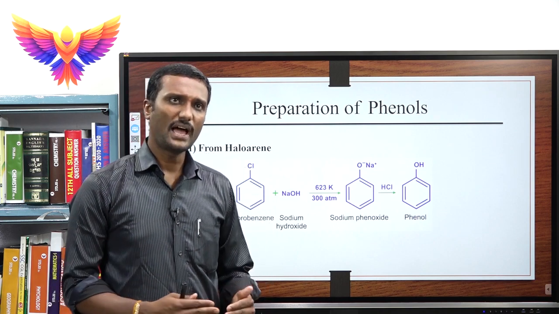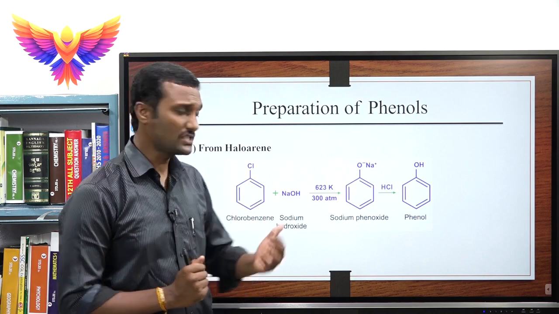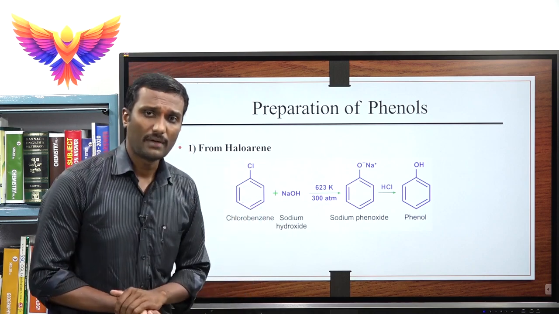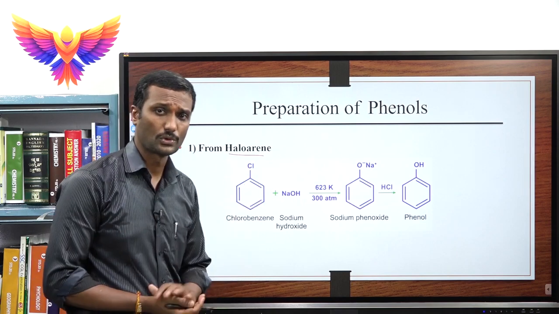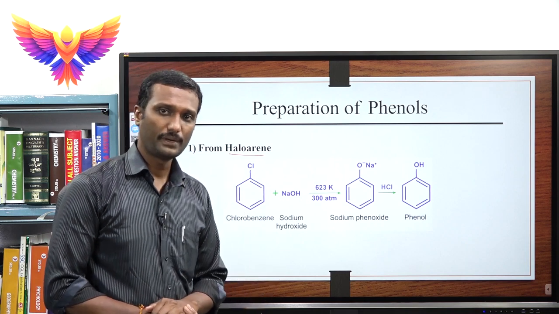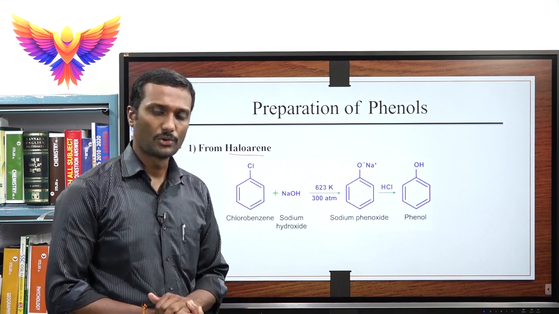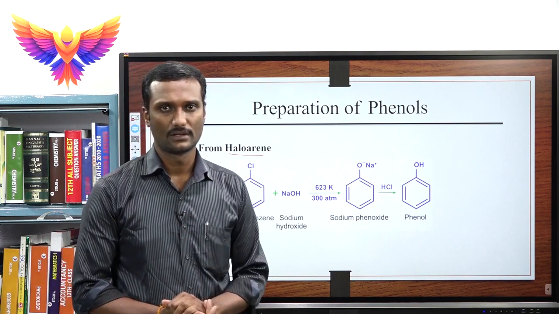We have 4 methods of preparation of phenol. The first method, let me take from aryl halide. Aryl halide means we have chlorobenzene, bromobenzene, and you learnt in a previous chapter how to prepare chlorobenzene and bromobenzene by using Sandmeyer's reaction.